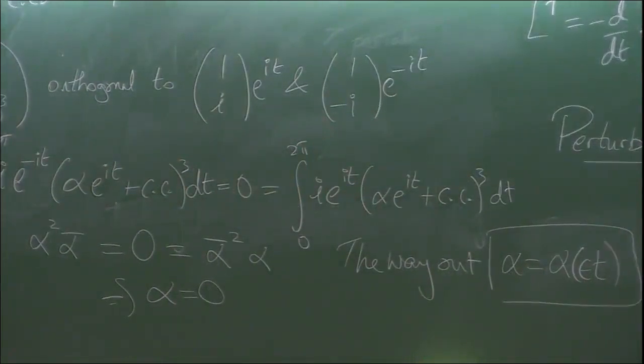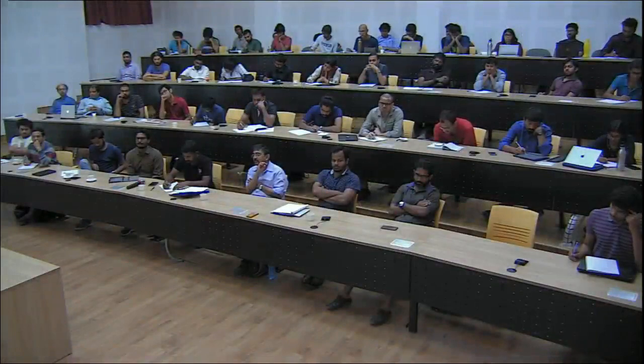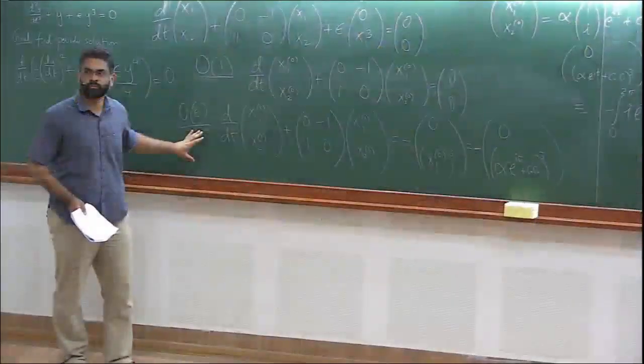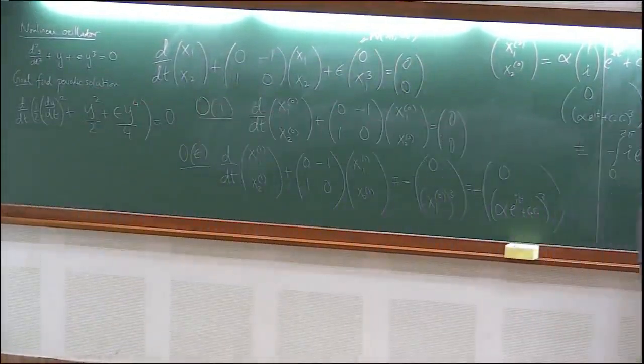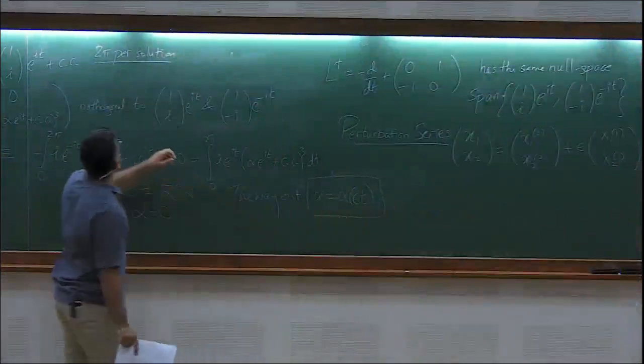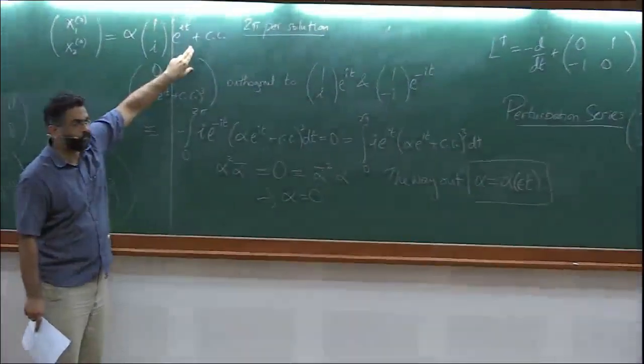So that when you differentiate with respect to t, you get epsilon alpha prime. And so that can't appear in this expression. It has to appear in this expression. All good? Yeah? So sometimes we call this the slow time. This t is the fast time. Okay?